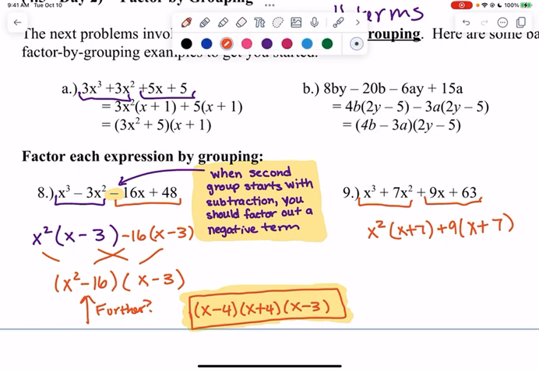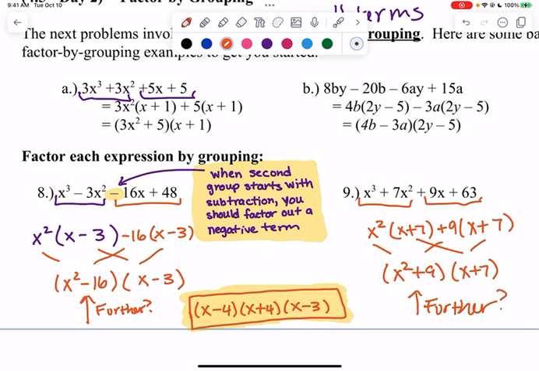Okay. Outside GCFs go to one set, x squared plus 9. Set that's the same becomes your second factor. So can you factor x squared plus 9 further?